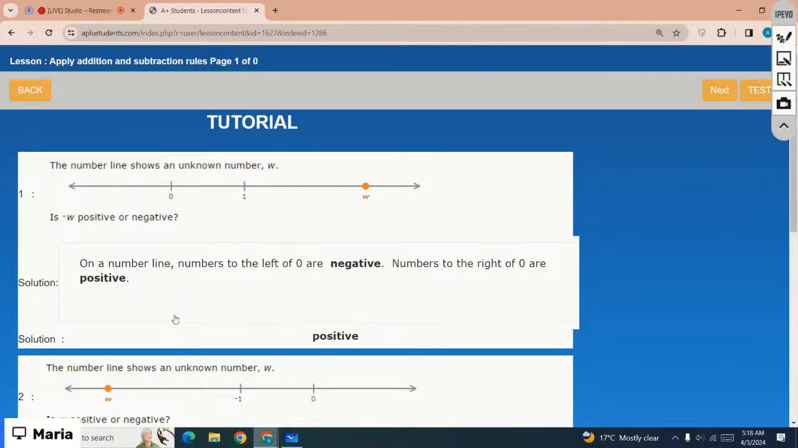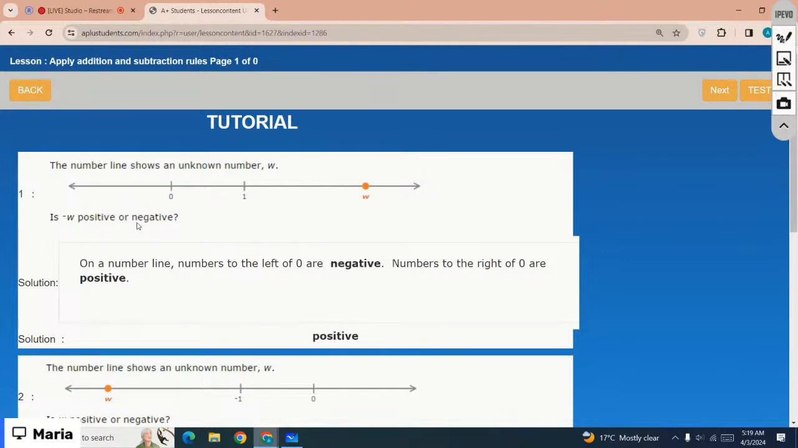The number line shows an unknown number w. Is negative w positive or negative? Negative w or simply w? Because here you have a 0, right? And w is on the right hand side of the 0, right? Because w is on the right hand side of the 0, that means w must be positive. That is not negative w, that is only w.